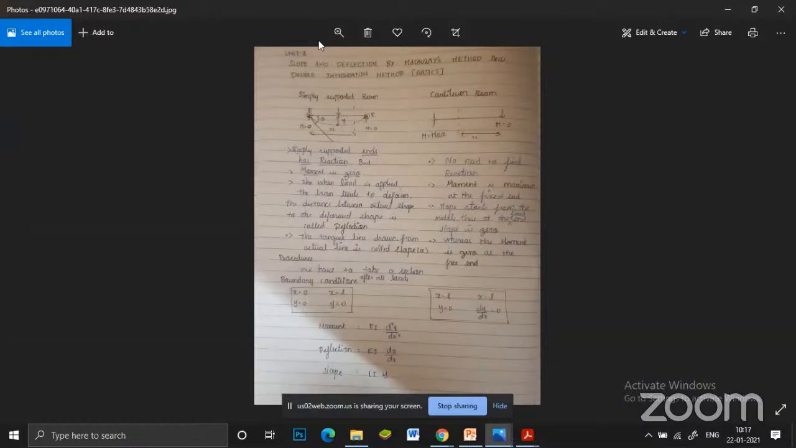The next thing is, when the load is applied, as I already told, the beam tends to deform. I have shown you here.